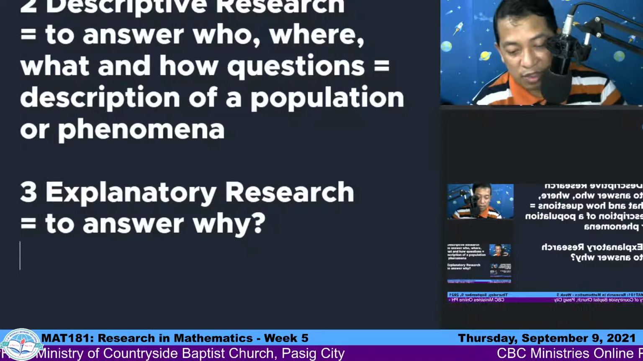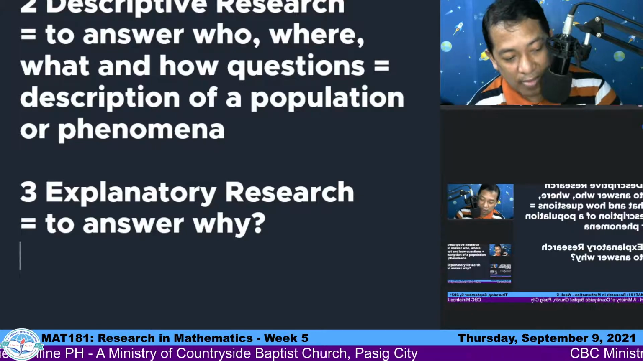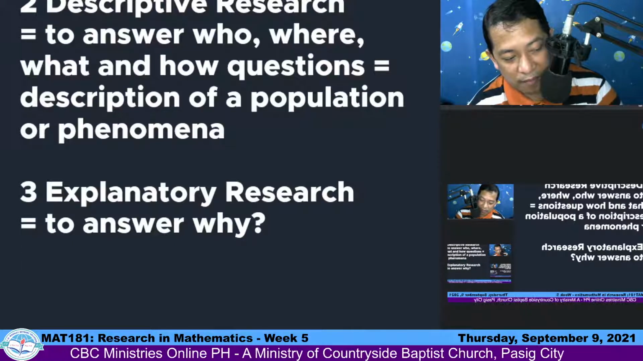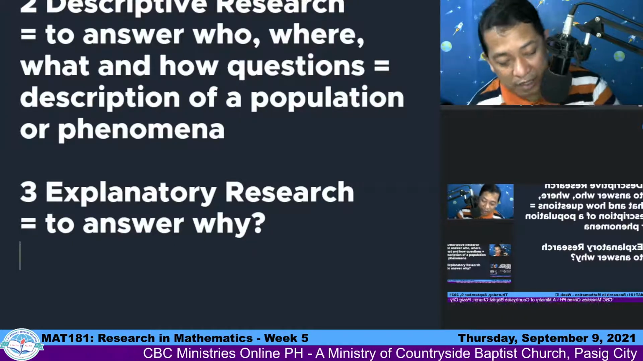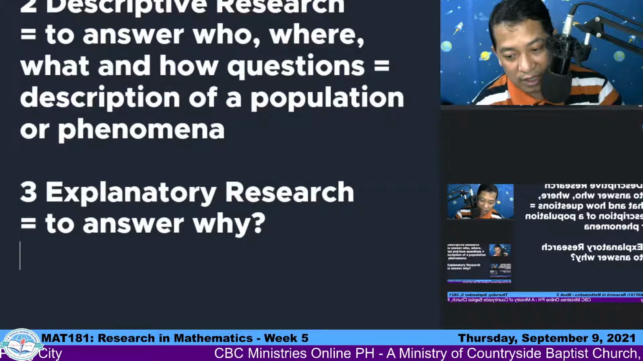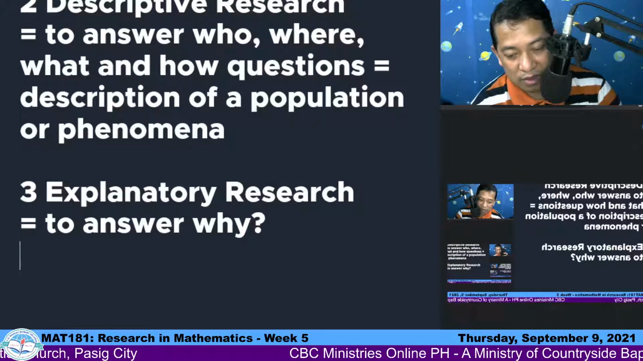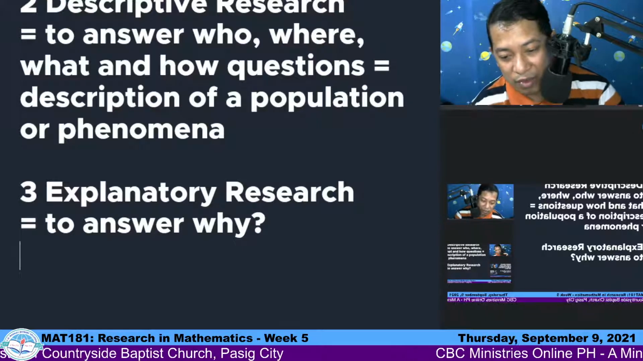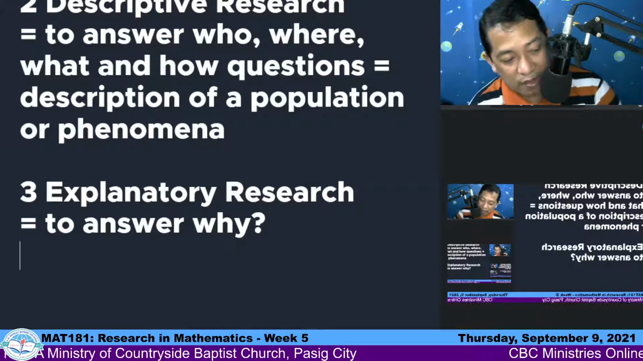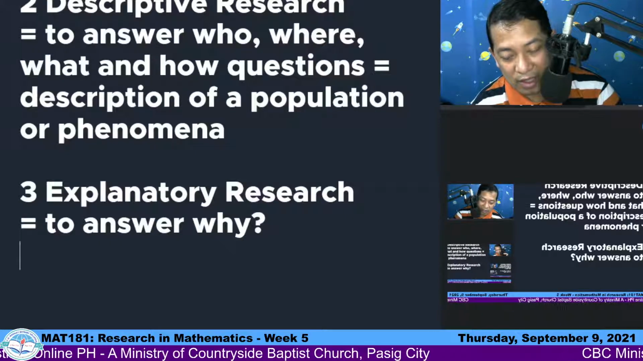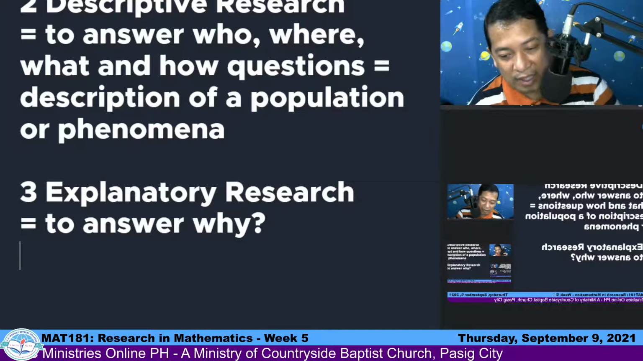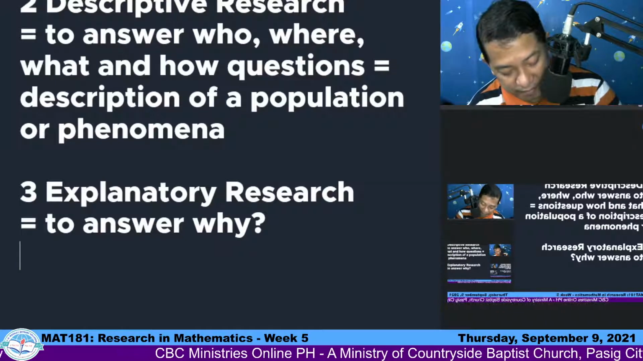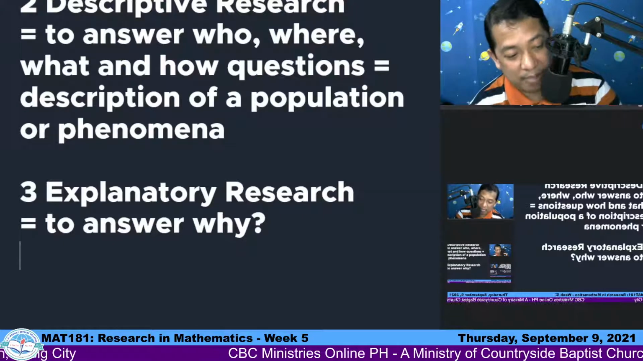So explanation, explanatory research. So it's a combination of explanation of why and descriptive doon sa ating W's. Tama ba? 3 W's and H. Yung who, where, what, and how, and then why. So normally nagkakaroon ng pagsasama ang descriptive at exploratory. Okay? So yan po yan, mga kapatid.